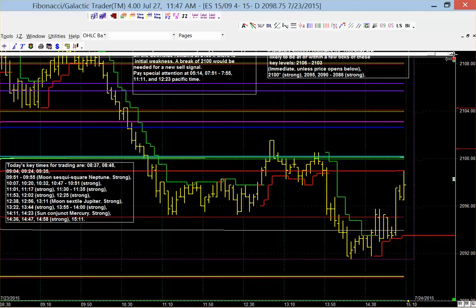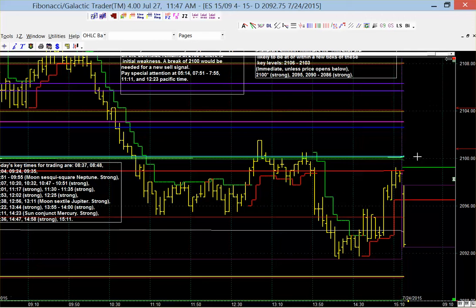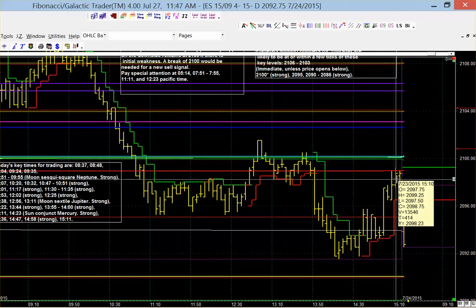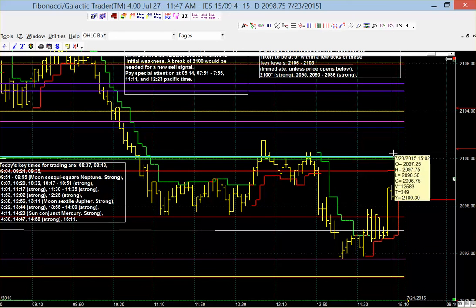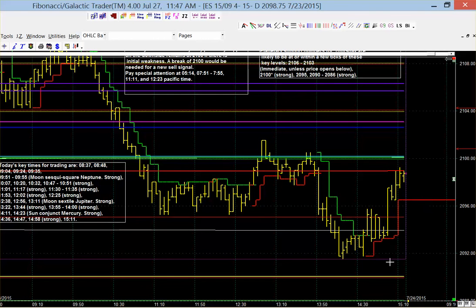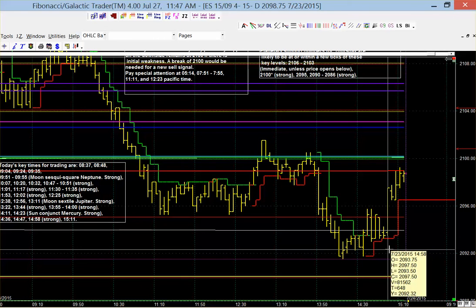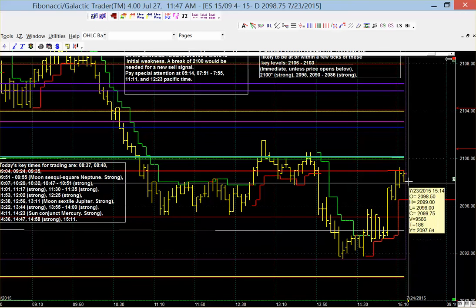And where did it go? It went right back up to the 2099.25, just 3 ticks below new resistance at 2100. So the 14:58 strong time timed a nice reversal and good trade during the day back up to 2100.